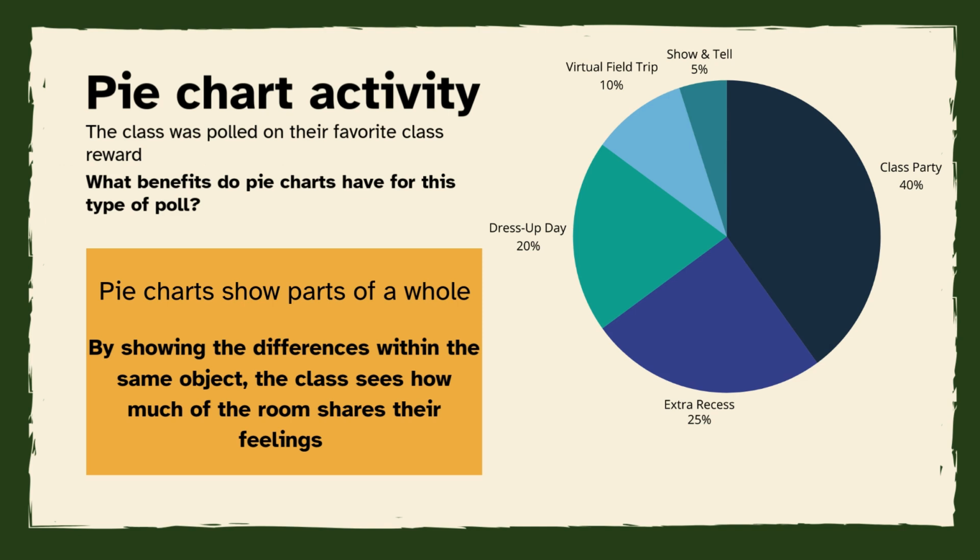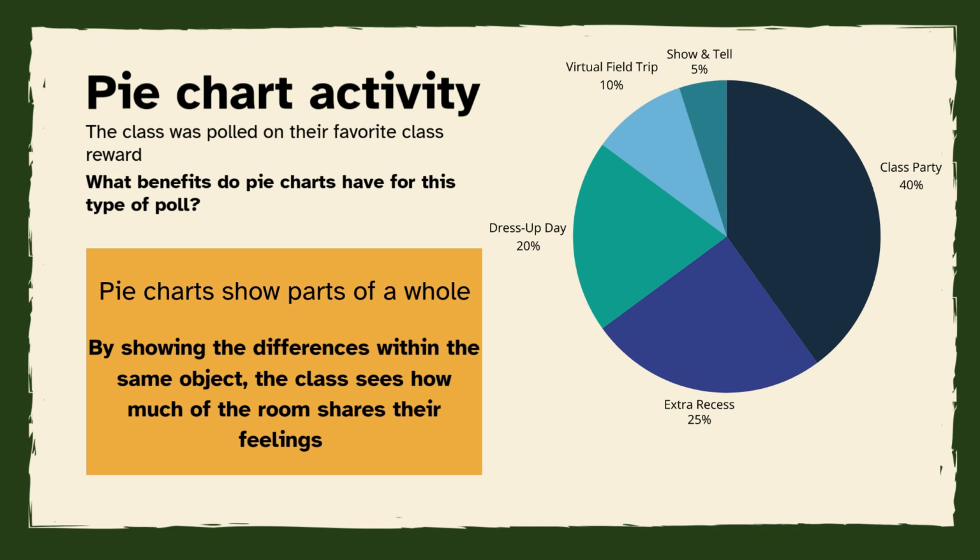The resulting data found that the majority of the class, 40% or 8 students, preferred the class party. There were 5 students that wanted extra recess, 4 that wanted a dress-up day, 2 for the virtual field trip, and 1 picking show and tell.